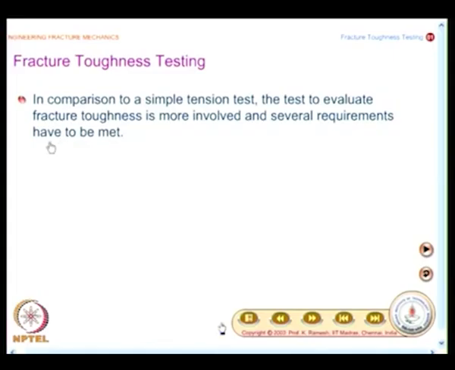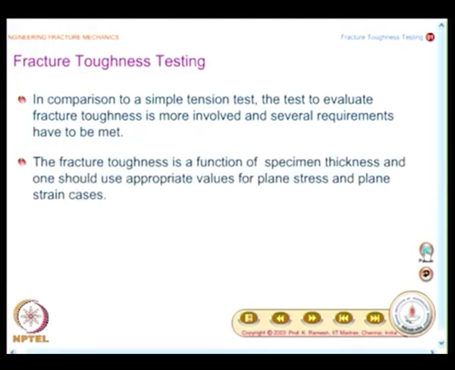And if you look at it, in comparison to a simple tension test, the test to evaluate fracture toughness is more involved and several requirements have to be met. This is a fundamental difference. And we have already noted that fracture toughness is a function of specimen thickness, and one should use appropriate values for plane stress and plane strain cases.